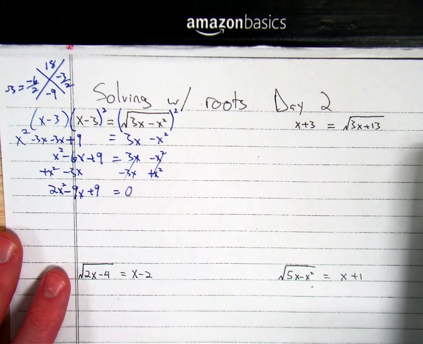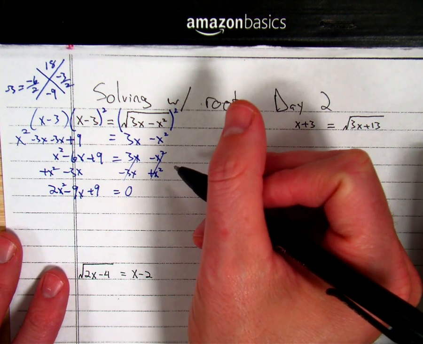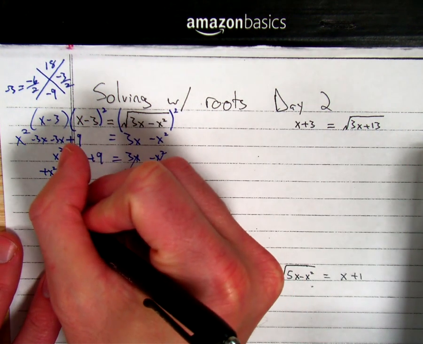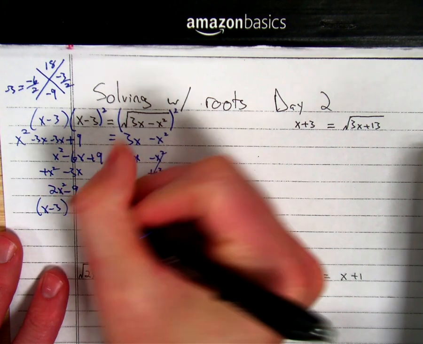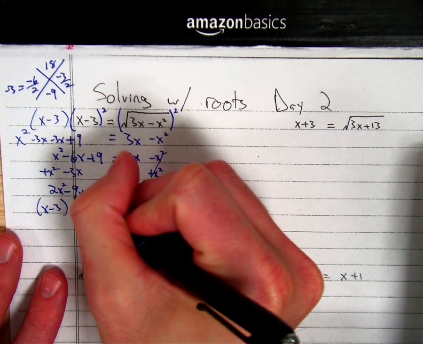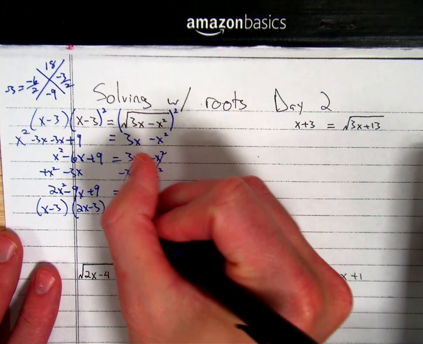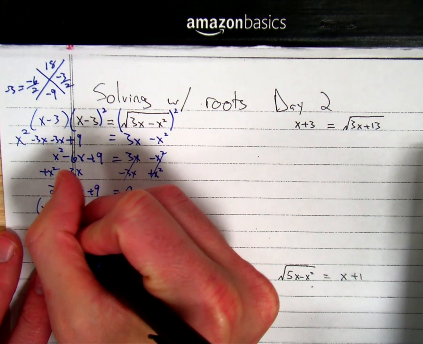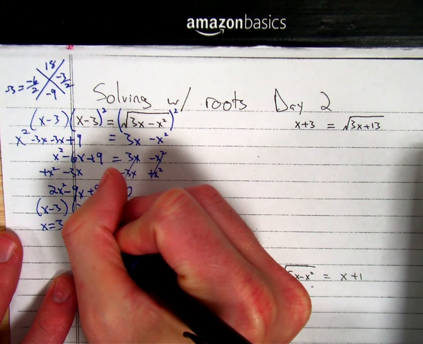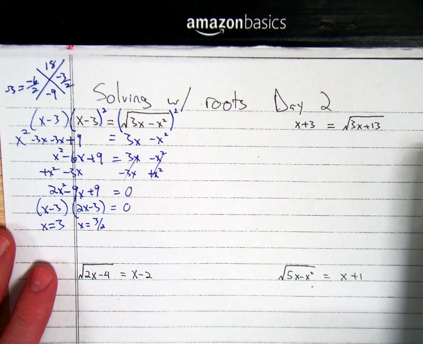Okay, we have negative 3, so we're going to have x minus 3. And negative 3 halves, so that 2 slides up in front. We'll have a 2x minus 3. Now our answers will then be 3 and 3 halves, or 1.5 if you prefer that.